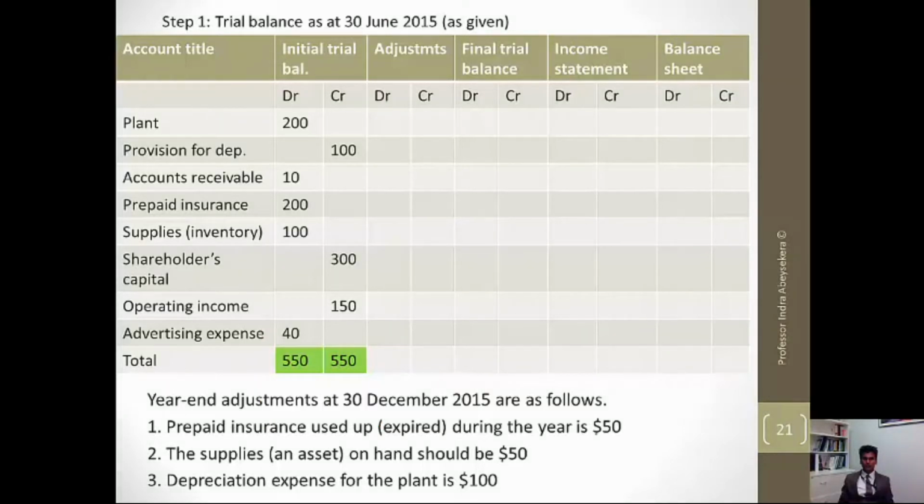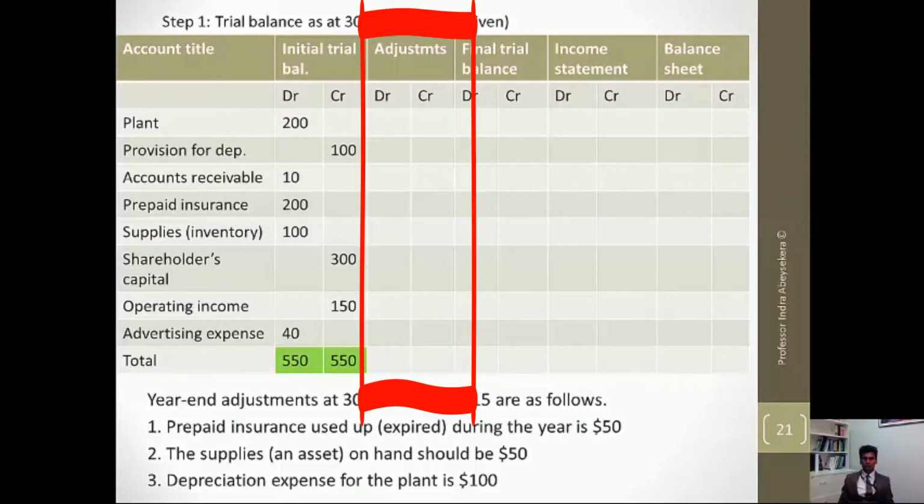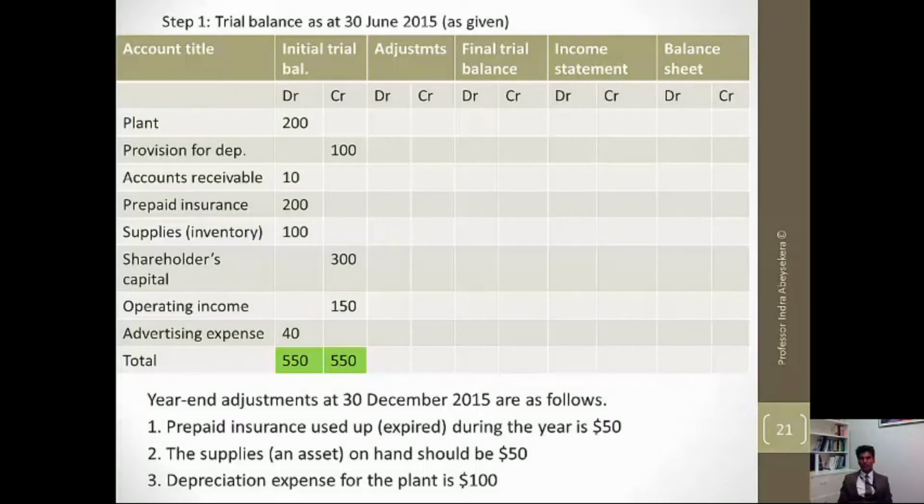Step 2. Examine the transactions not yet entered and prepare journal entries and record them. There are 3 transactions here. Prepaid insurance expired during the year is $50. Supplies on hand should be $50. Depreciation expense for the plant is $100.